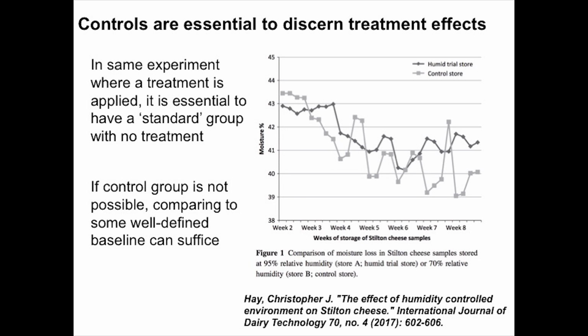This is looking at Stilton cheese and controlling the humidity environment. They had different stores where they had a control versus a humid environment, and they looked at the percent moisture over time. Again, they had a control so they can see how their treatment changed over time. So controls are really essential.